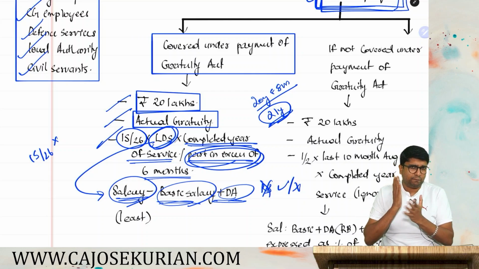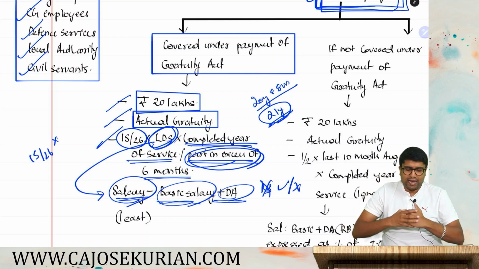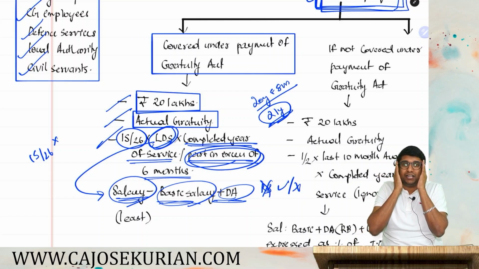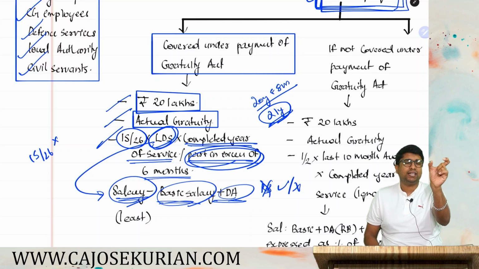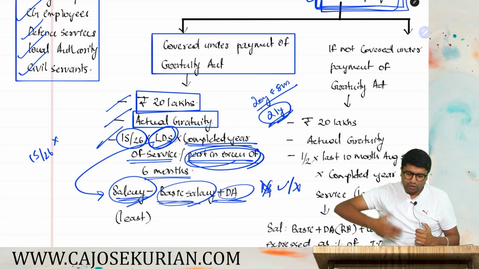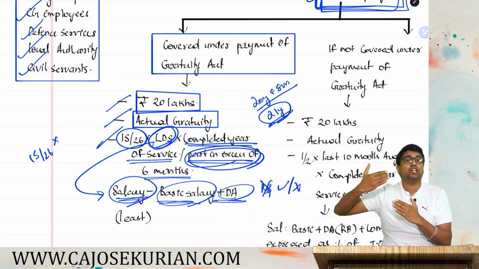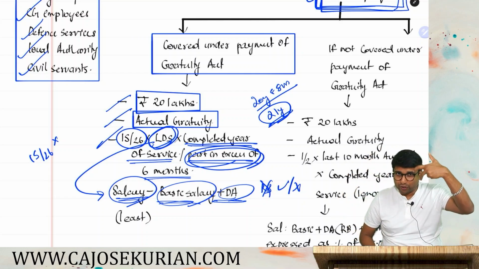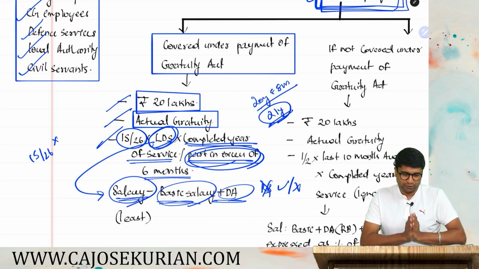So simply it means, friends, if you are an employee in the other category and you are covered under the Payment of Gratuities Act, then how do you claim the exemption? You take either 20 lakhs as the statutory figure, or the actual gratuity received, or 15 by 26 into last drawn salary into completed years of service, or part thereof in excess of 6 months. You take the lower of these three, and the lower shall be the exemption in accordance with this respective provision.